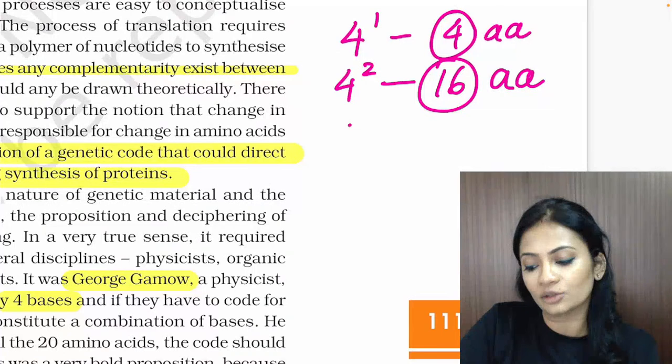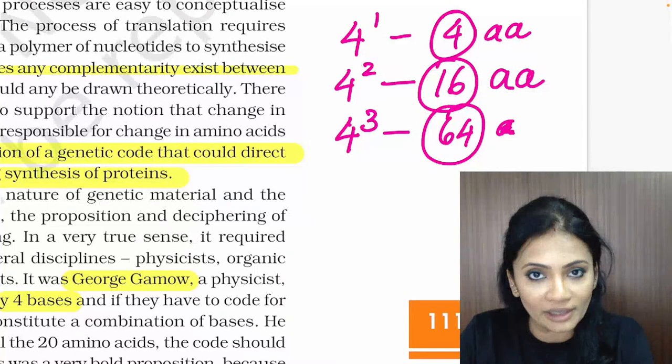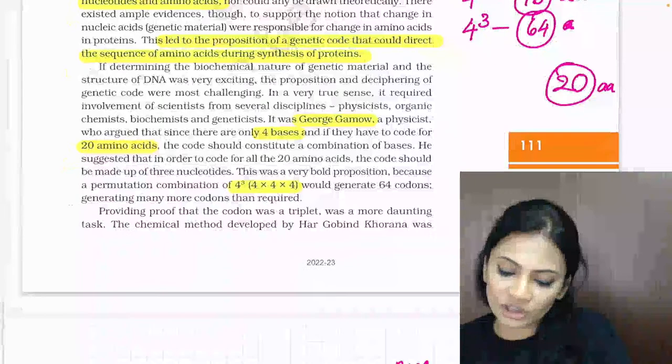If there are 3 bases in one codon, then 64 codons are possible. Do you have 64 amino acids? No, you have only 20 amino acids. So it's okay if there are more codons. You can have more codons, but you cannot have fewer. That is what George Gamow stated.